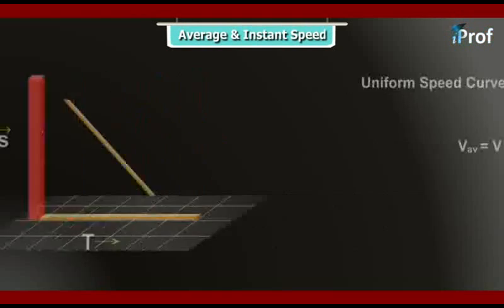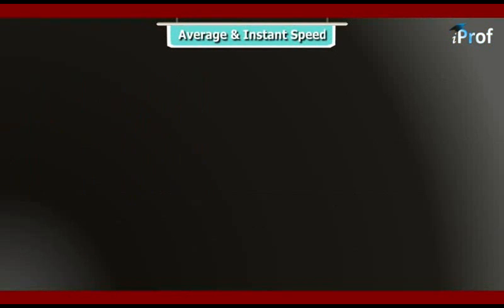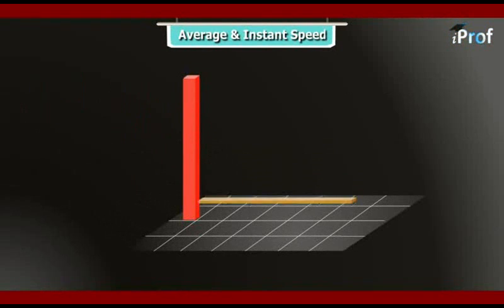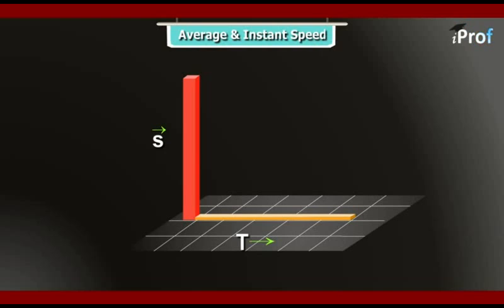Let's see one more curve. Suppose this is a speed time curve. This indicates uniform speed. Let's see one more curve. If this is a distance time curve, not a displacement time curve, and the curve is drawn like this, then this curve is not possible because distance is decreasing with increase of time. So this curve is not possible.